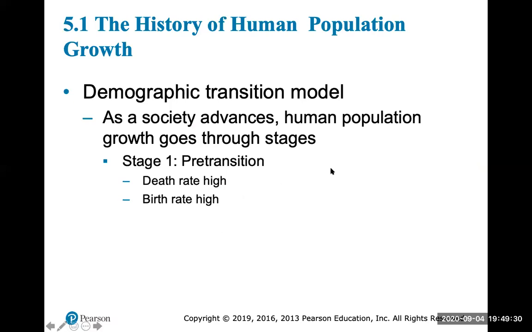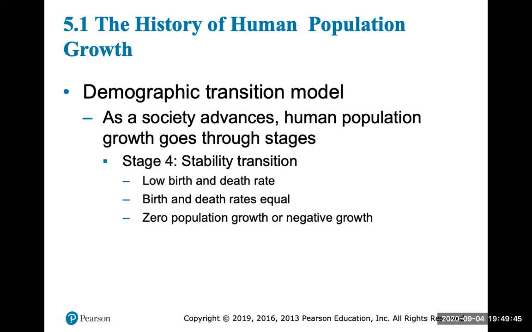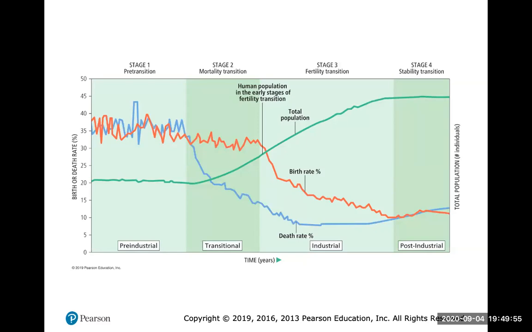Here's a look at the demographic transition model, which shows how, as a society advances, human population growth goes through different stages: a pre-transition stage, a mortality transition stage, a fertility transition, and a stability transition. And it's the UN's goal that every country gets to the stability transition, where the birth and death rates are equal, so there's 0 or negative population growth.